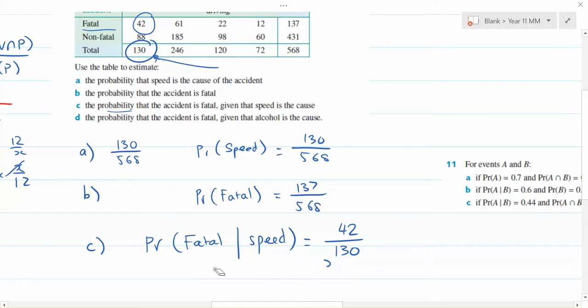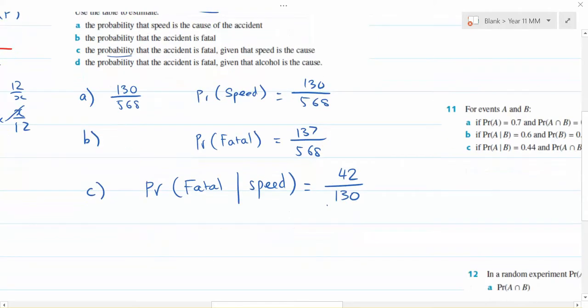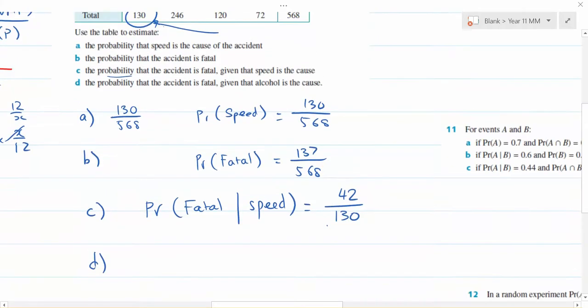Okay, same drill with, let's say, D. So when I do D, D is the same thing. Find the probability that the accident is fatal, again, given that the alcohol was the cause. So in this case, chances of finding fatal or being fatal, given that it was because of alcohol.